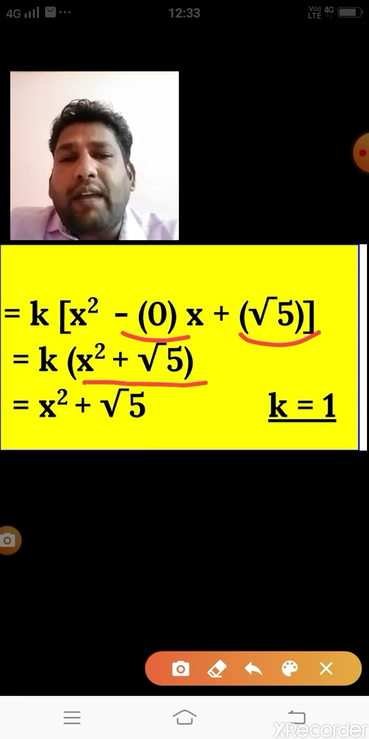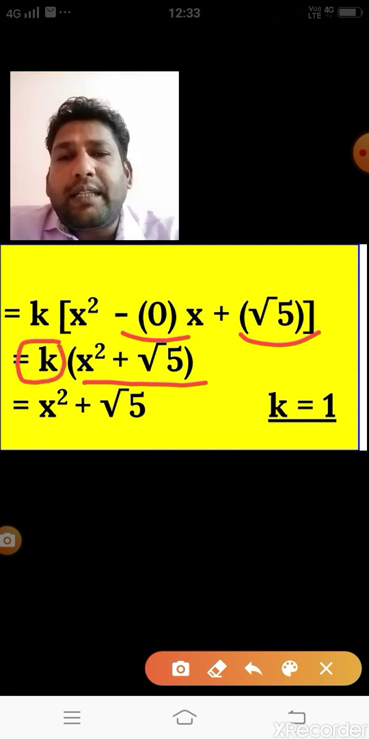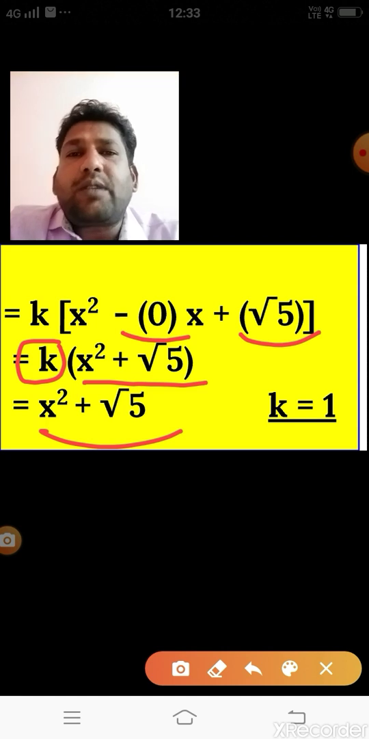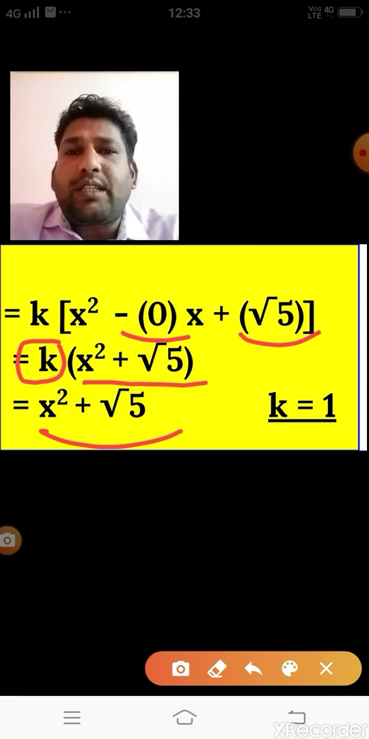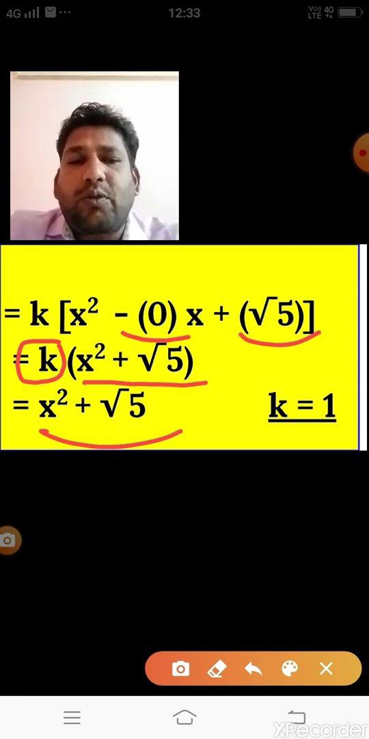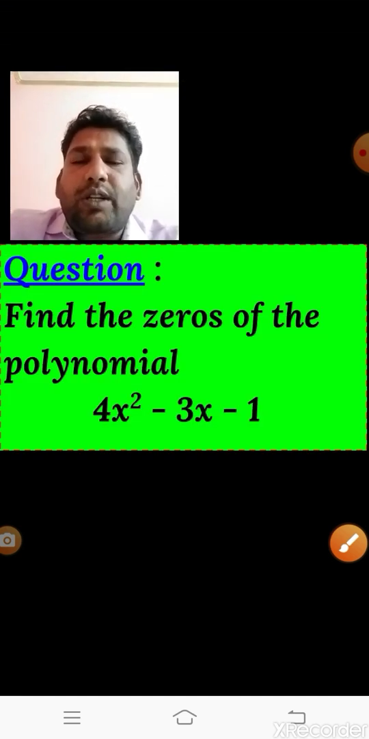And if you take the value of k as 1, then this polynomial becomes x square plus √5. It is a quadratic polynomial having the sum of zeros as 0 and the product of zeros as √5, x square plus √5. Let us take one more question.